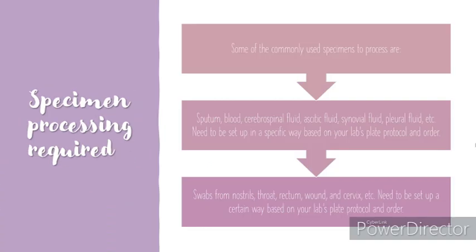Specimen processing required. Some of the commonly used specimens to process in the lab are sputum, blood, cerebral spinal fluid, ascitic fluid, synovial fluid, pleural fluid, and more. They all need to be set up in a specific way, but each lab can be different, so you would have to read their own protocol in case there might be different orders. Swabs from the nostrils, throat, rectum, wounds, cervix, etc. need to be set up in a certain way also.